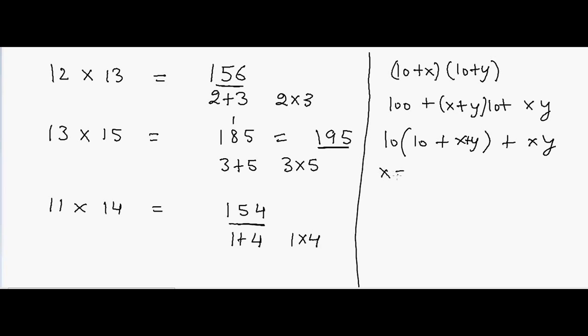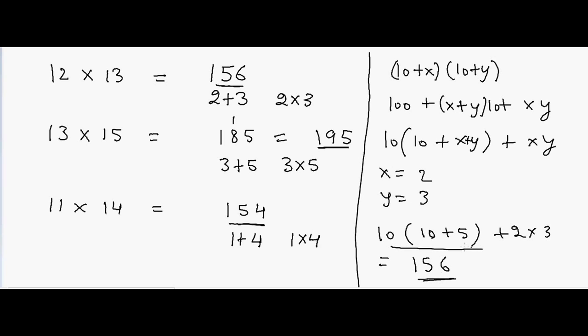So if x is equal to 2 and y is equal to 3, you can see it will be equal to 10 into (10 plus 5) plus 2 into 3. So that will give me 15 and then 6. So it will go to the 10th place. That's how this trick works.